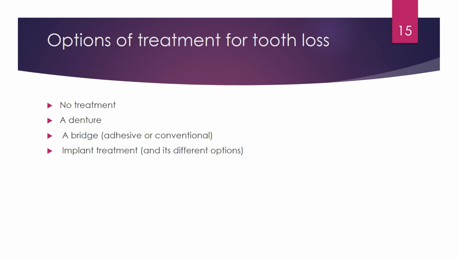Okay, options of treatment for tooth loss. So there can be four different things. So there can be no treatment, a denture, a bridge, okay, and an implant treatment. Okay, so we can choose from any of these treatments to restore the tooth loss.